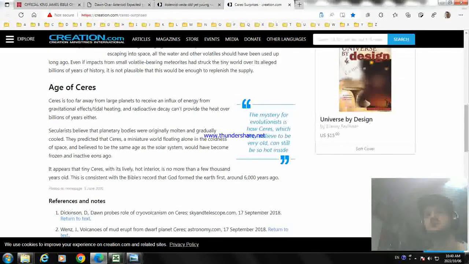Now, the age of Ceres. Ceres is too far away from large planets, so tidal heating, radioactive decay, and other effects can't provide heat over billions of years either. Evolutionists believe planetary bodies were once molten and gradually cooled, so they predicted Ceres, a miniature planet floating alone in the coldness of space, the same age as the solar system, would have become frozen and inactive eons ago. But the fact is that tiny Ceres, with its active interior, is no more than a few thousand years old.